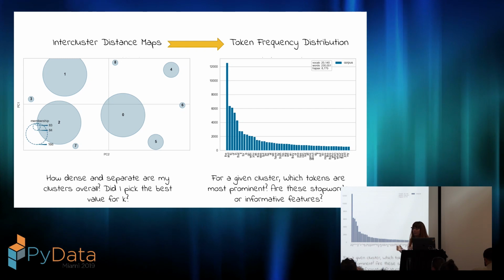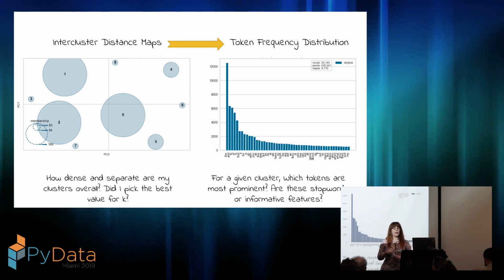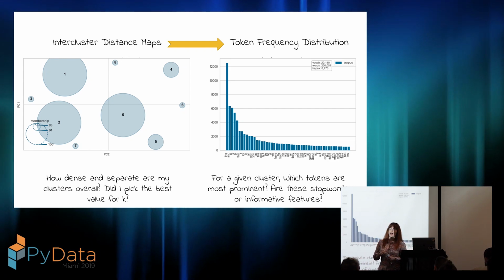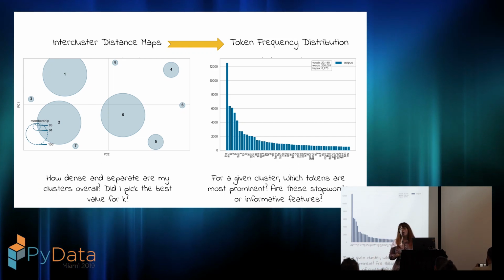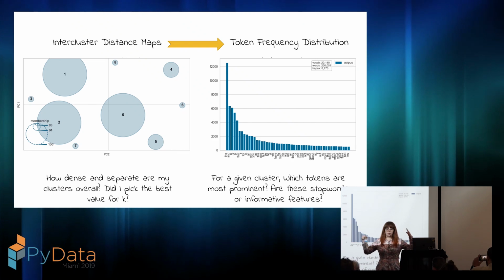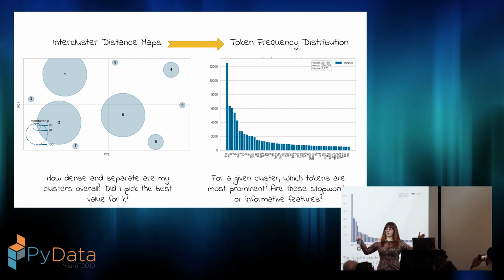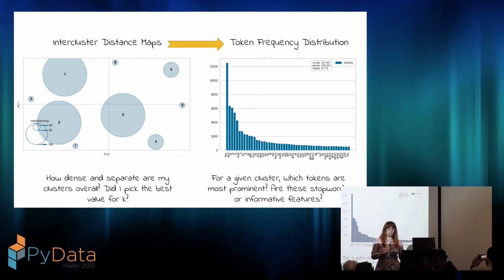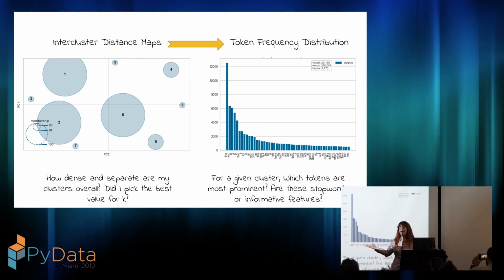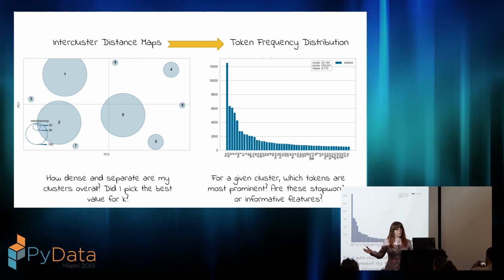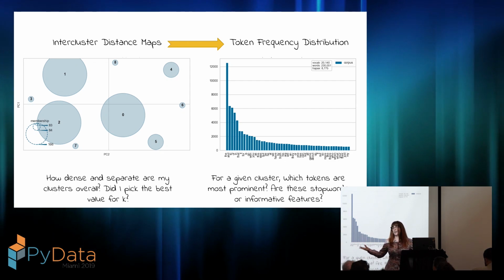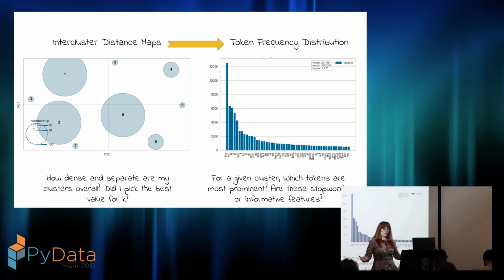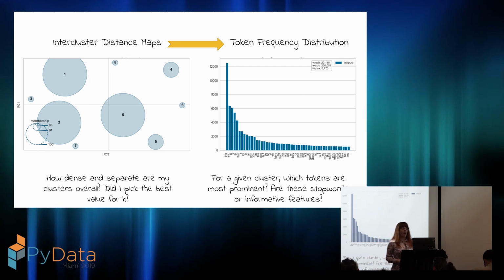So here's another example that doesn't use t-SNE. We have another visualizer in Yellowbrick that does intercluster distance mapping. Another example of this sort of overview first, zoom and filter, details on demand is maybe to start with an intercluster distance map, where we're asking questions like, basically, did I pick the best K value, right? Did I pick the right number of clusters for my documents?